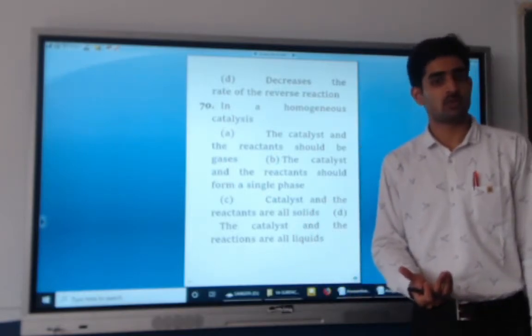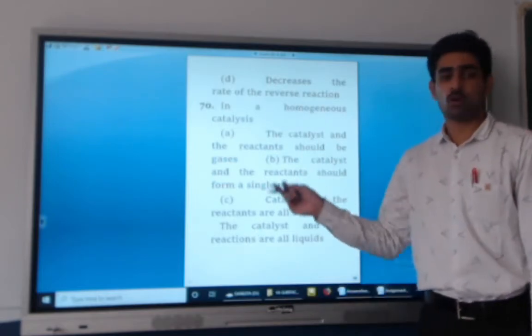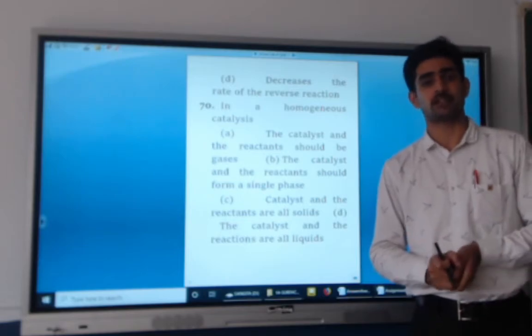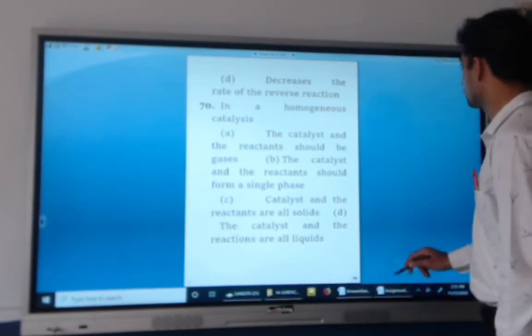Some more questions you can solve, as we are going to give you assignment questions. So now this is all about catalysts. Two more questions I am going to add regarding enzymes, which come under catalyst only. Let me add those questions too.